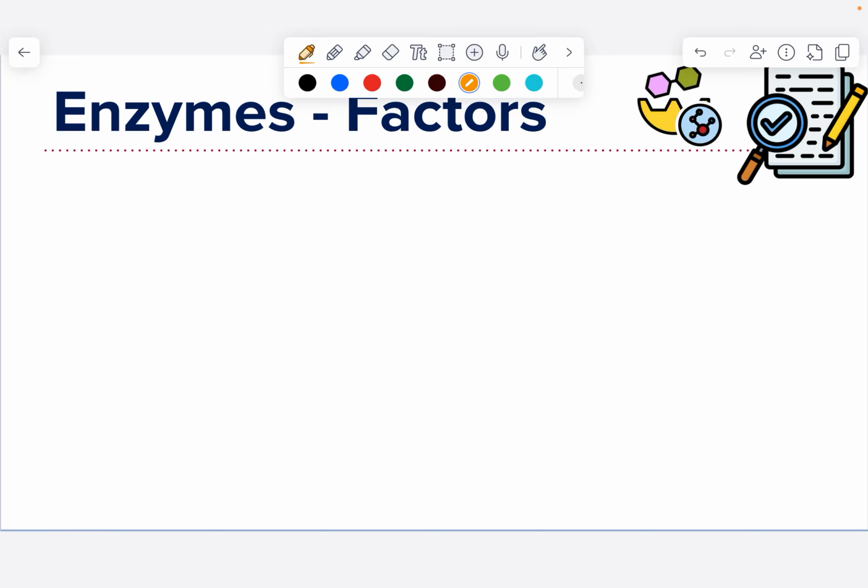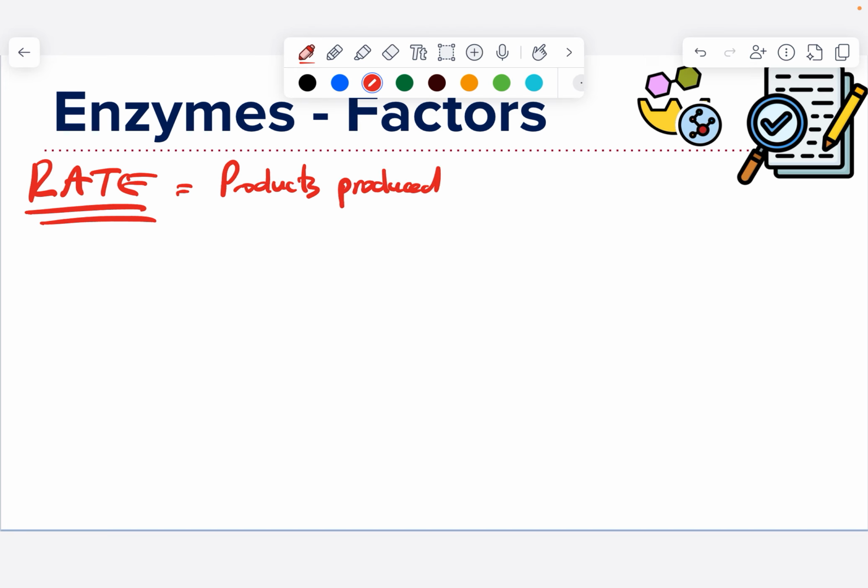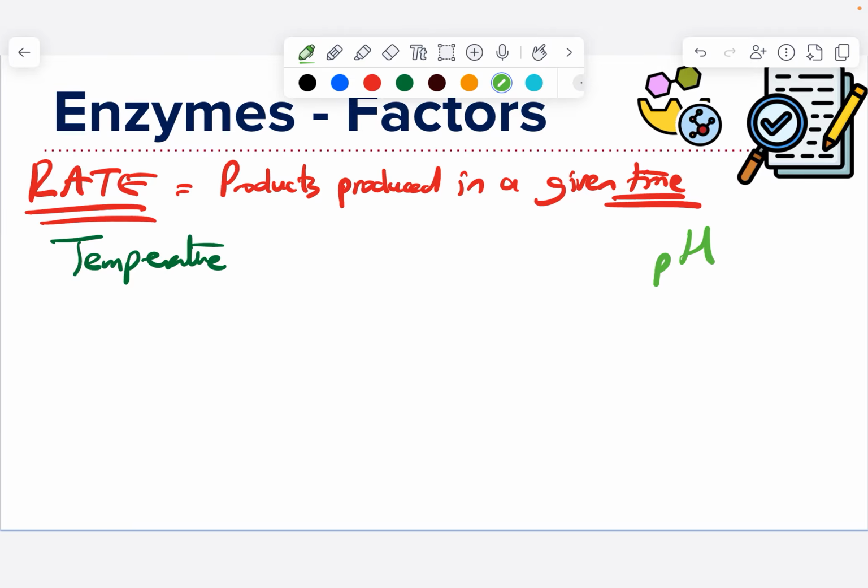Factors then, there are 2 factors that affect how quickly an enzyme works. What we mean by that is it affects the rate, which effectively is to do with the products produced in a given time. So the key thing about rate is it's over a given time. And there are 2 factors. One is temperature, the other one is pH.